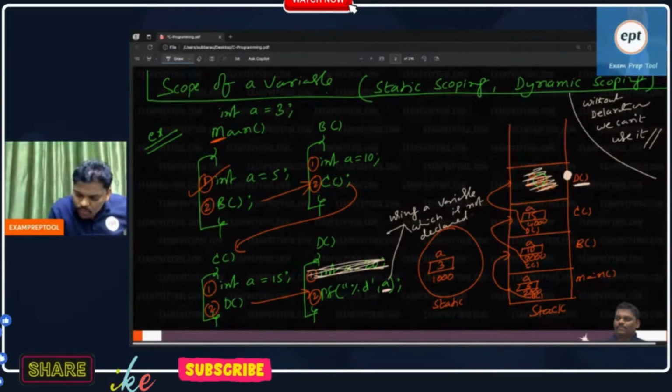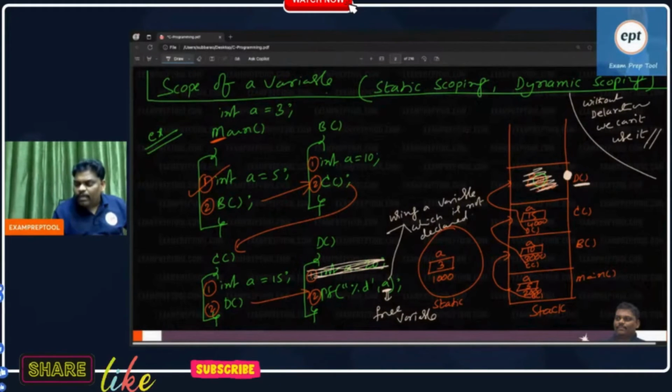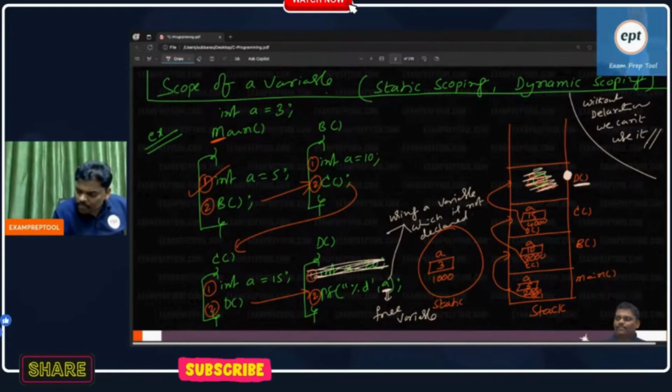Listen, you are using some variable which is not declared. That variable is known as a free variable, because I don't know from where it came. Suddenly you are using someone who is not available inside. So this is called a free variable. Remember, this variable is called a free variable.